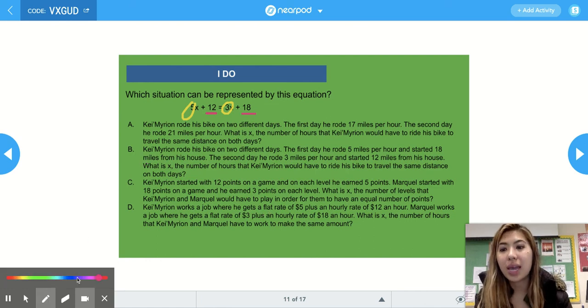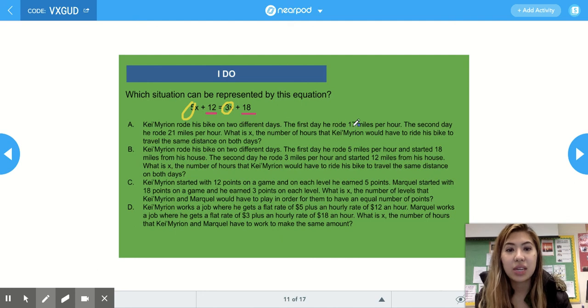So answer choice A reads, Kimarian rode his bike on 2 different days. The first day he rode 17 miles per hour. So 17 is going to be our slope or our coefficient, 17x. The second day he rode 21 miles per hour. 21 is also going to be our slope or our coefficient. So we have 21x. What is x, the number of hours that Kimarian would have to ride his bike to travel the same distance on both days?